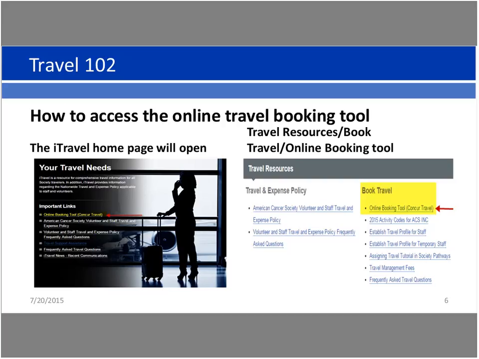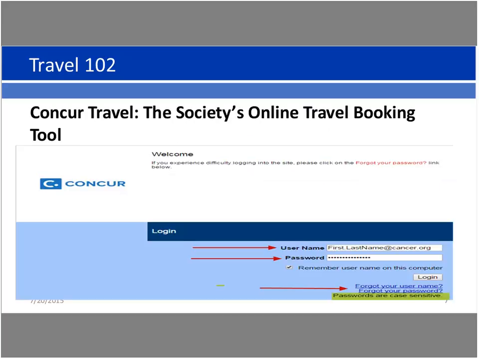Okay, so let's change screens here. So when you open up the tool, you're going to see this screen, Concur Travel. And you're going to use your email address, your cancer.org email address, as your username. That's a standard for everyone.